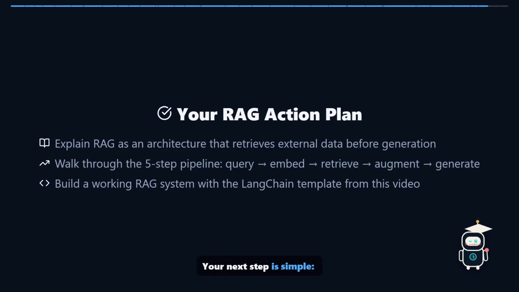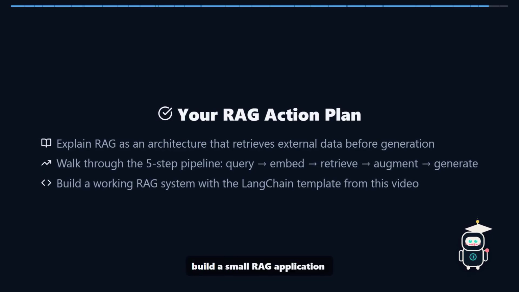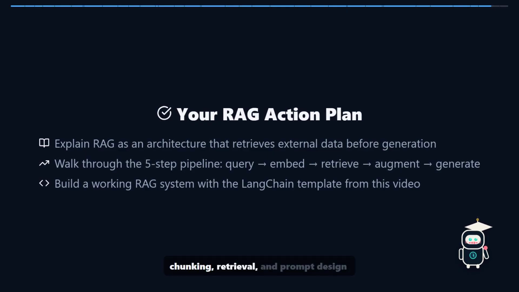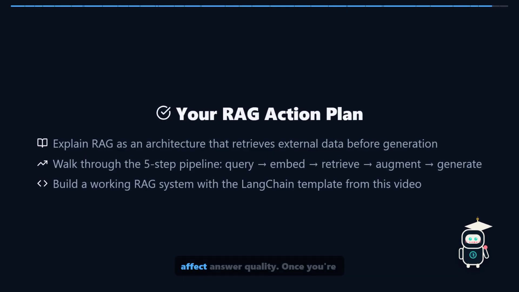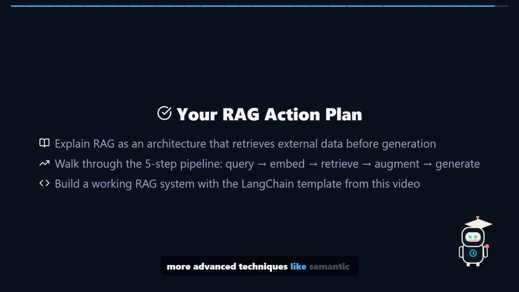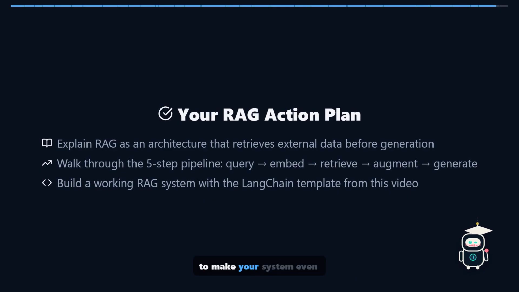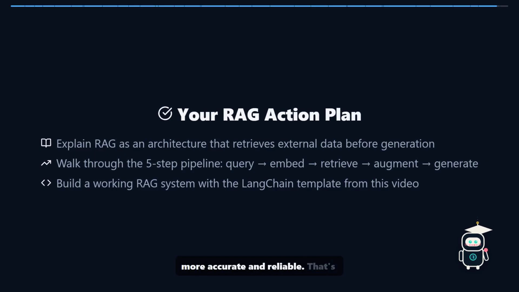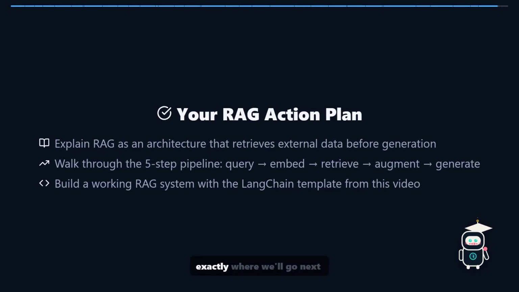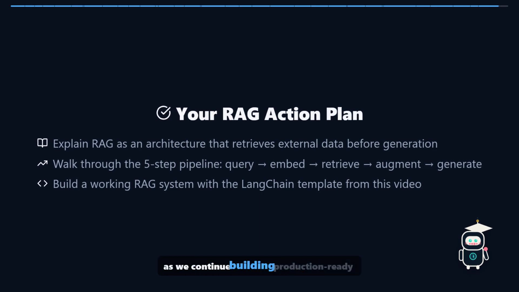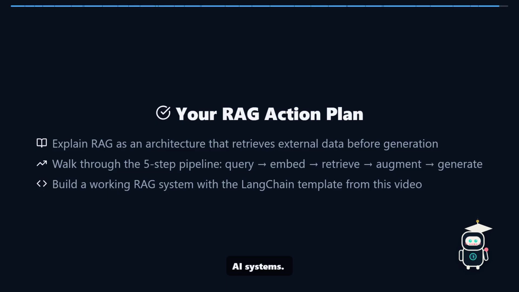Your next step is simple. Build a small RAG application using documentation you already have. Then measure how changes in chunking, retrieval, and prompt design affect answer quality. Once you're comfortable with the basics, explore more advanced techniques like semantic chunking, re-ranking, and hybrid search to make your system even more accurate and reliable. That's exactly where we'll go next as we continue building production-ready AI systems.